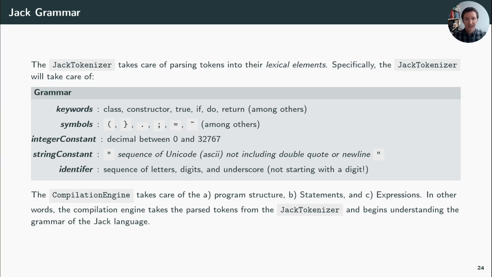And then lastly, identifier, and that's something that the developer or user supplies, and that's any sequence of letters, digits, and underscores. These are things like class names, variable names, etc., any user-supplied name.